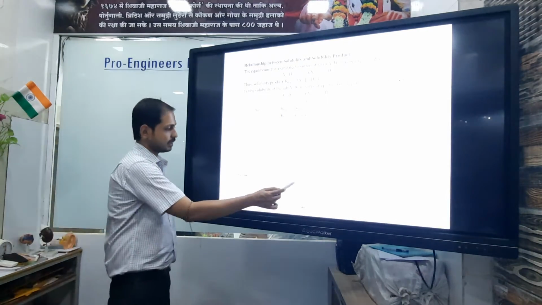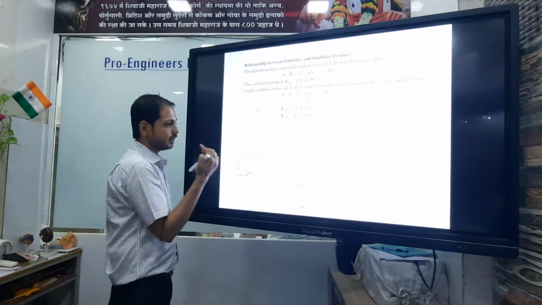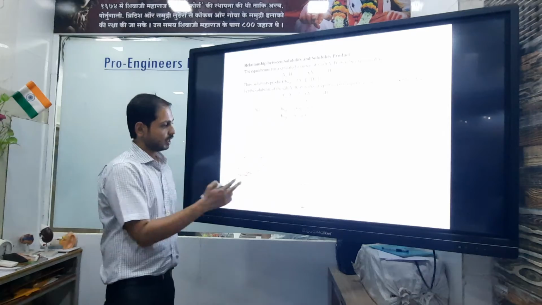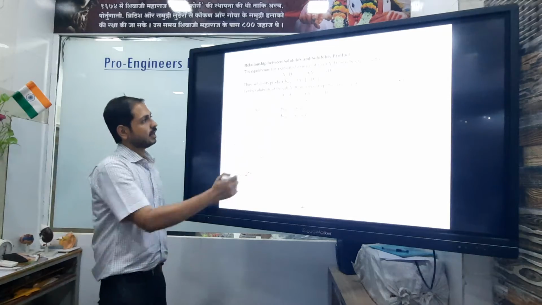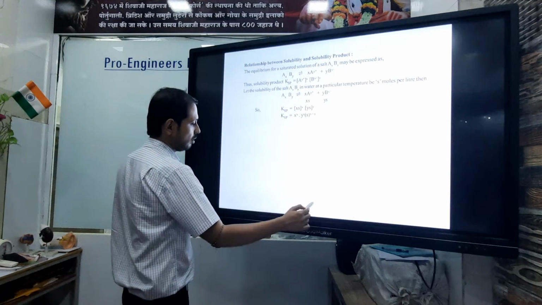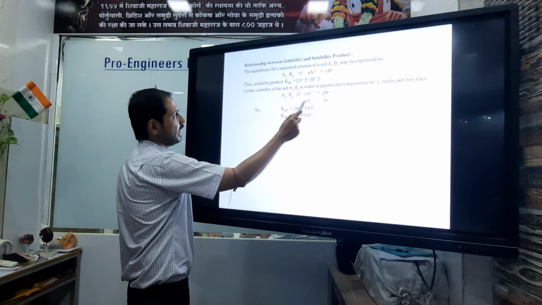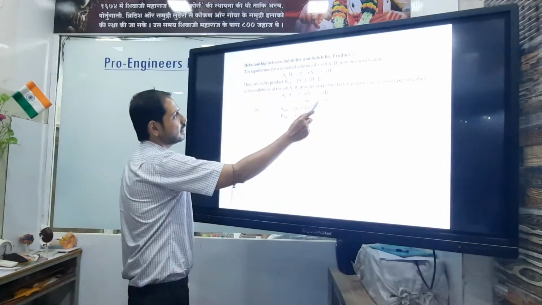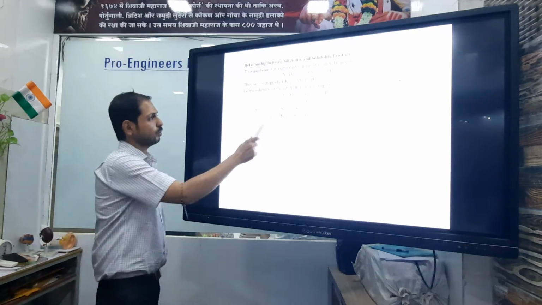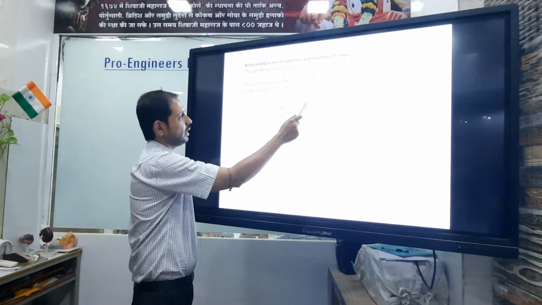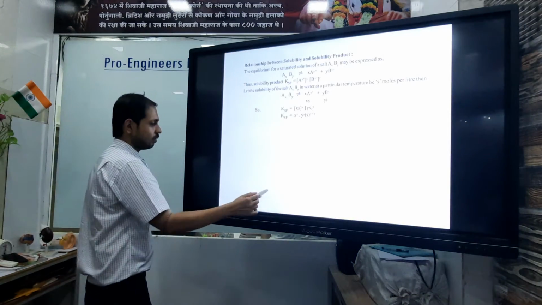This 2S is coming because in the salt there are 2 aluminum cations, and in the salt there are 3 sulfate anions. So that's why we'll get 2S moles of aluminum plus and 3S moles of sulfate minus. Same thing we are applying here. You can see A_xB_y. If we dissolve S mole, we will get xS mole of A_y plus and yS mole of B_x minus, right? Yes. So now if we put this in the equation, x into S raised to x and y into S raised to y.